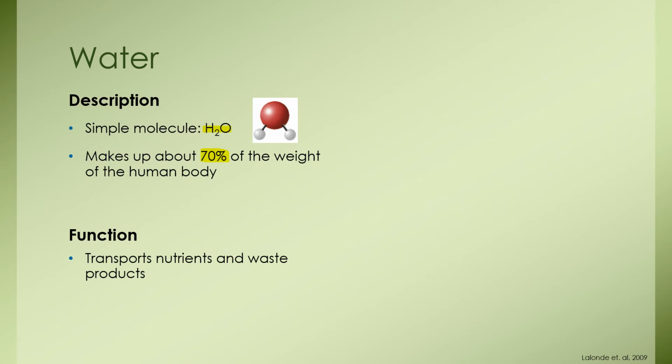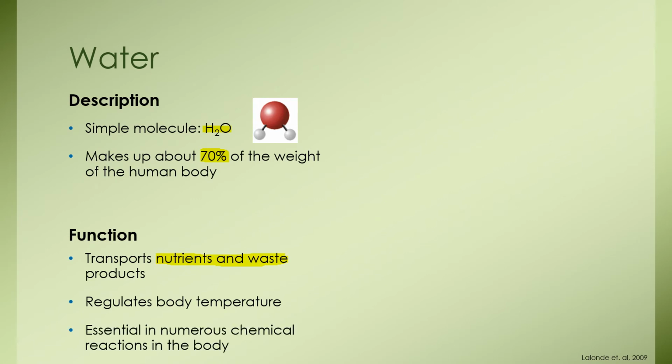And the function: transports nutrients and waste products. So water is the main composition of blood to transport the nutrients and waste products. And it also regulates body temperature, and is essential in numerous chemical reactions in the body.